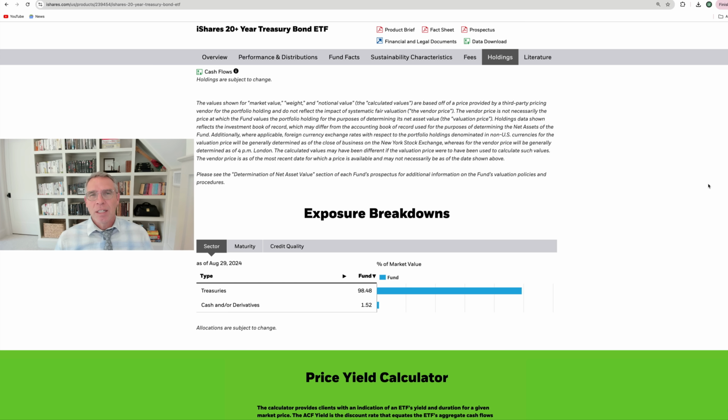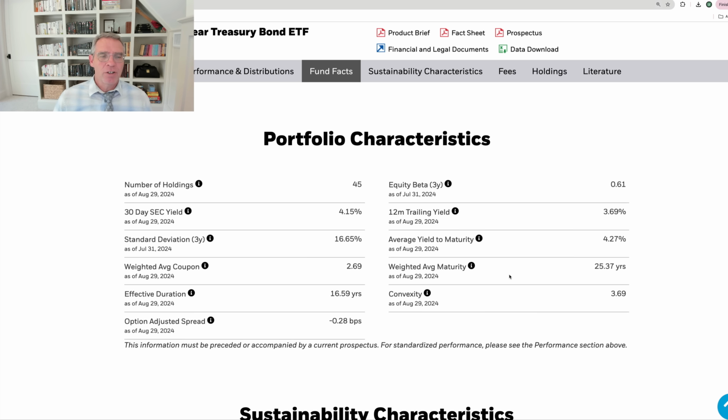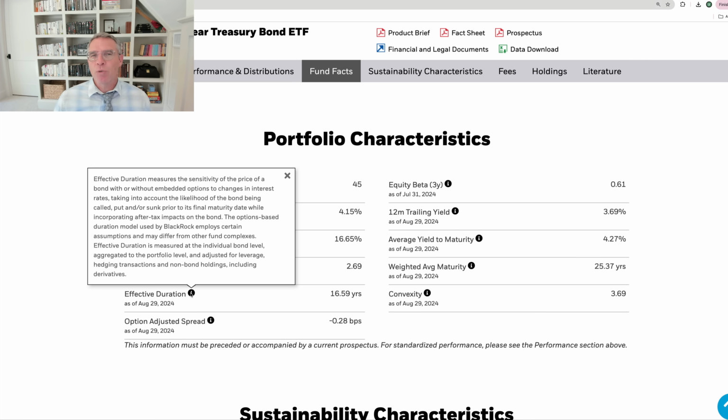Government bond. Essentially, 98.5% of this TLT holding is not going to be subject to state and local tax, just like as if you had held an individual U.S. government bond or treasury bill or note. Now, I want to come back here and talk about this effective duration.